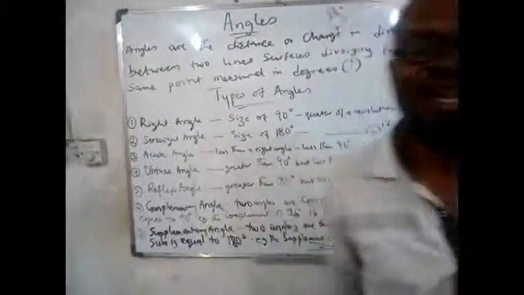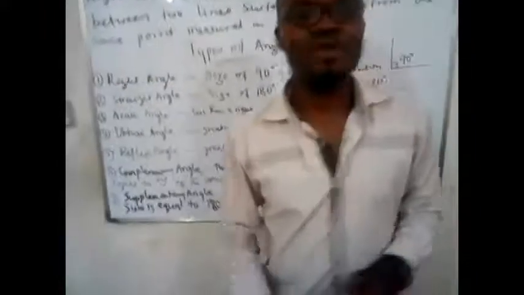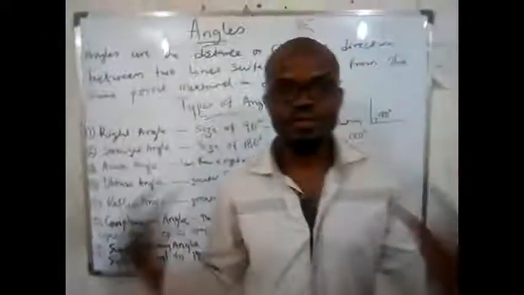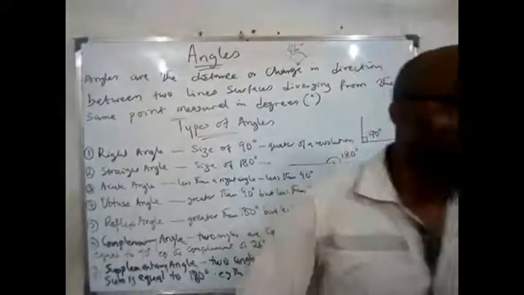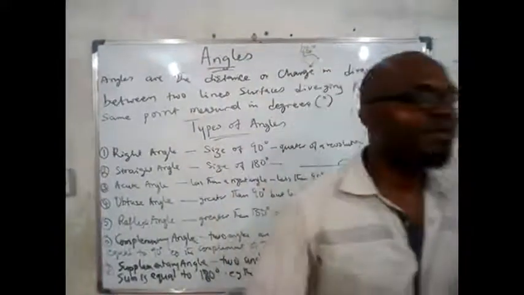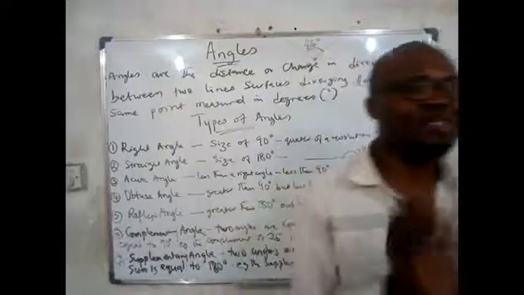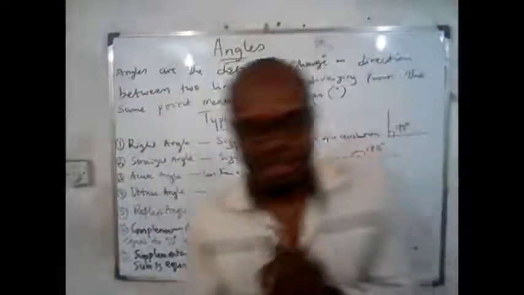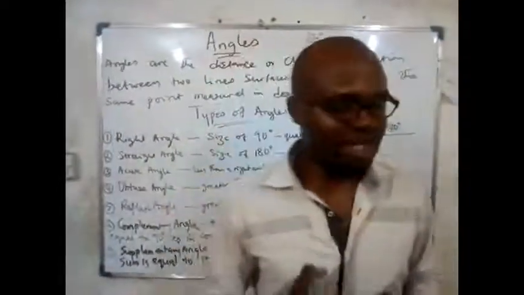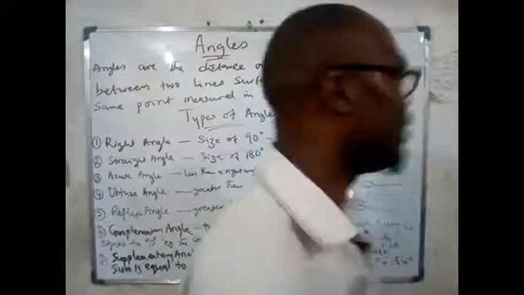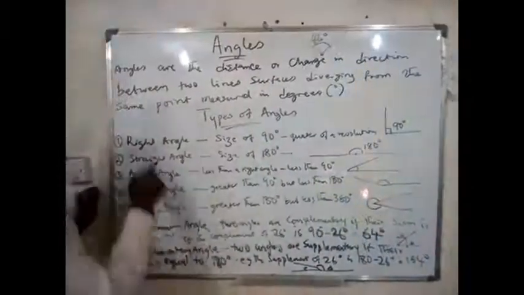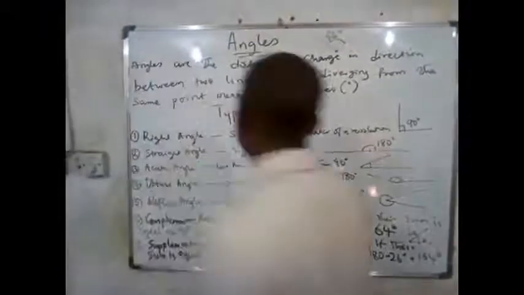And we have different kinds of angle, different types. We have what we call right angle. We have straight angle. We have obtuse angle. We have reflex angle, depending on the size of the angle. Is that clear? So these angle types are actually dependent on the size. Now, the right angle is the angle that has the size of what?